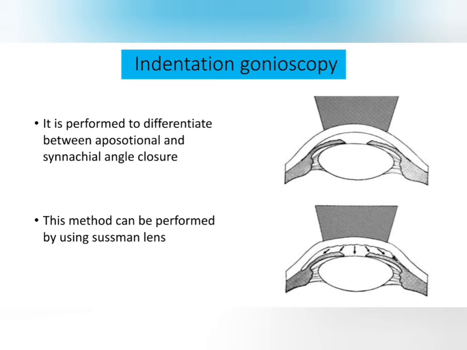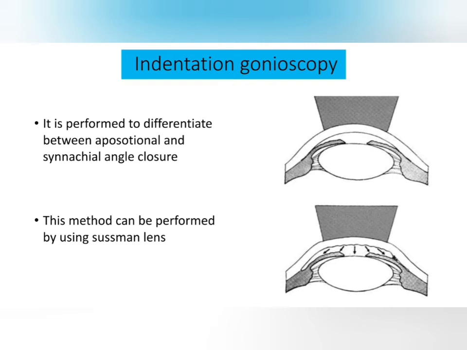Indentation gonioscopy. Why is it called indentation? Because you are giving an indentation pressure, or a little pressure. Indentation gonioscopy is the strategy that helps determine whether the angle closure you are seeing is actually angle closure or is due to synechia. So to differentiate between appositional and synechial angle closure, you need to do indentation gonioscopy.